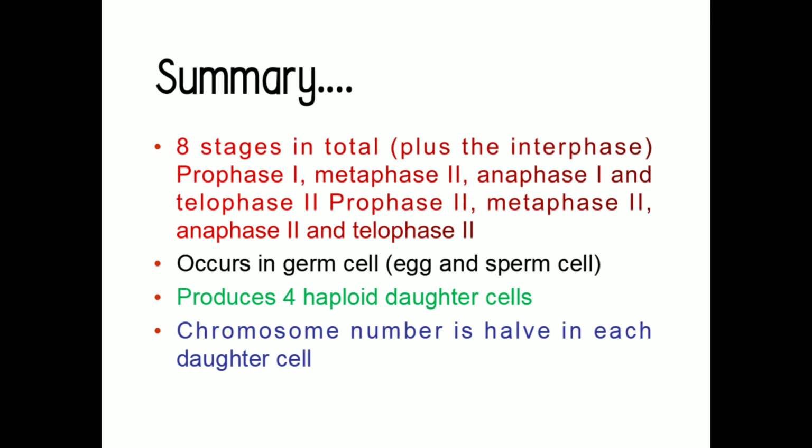We have prophase 1, metaphase 1, anaphase 1, telophase 1. We have prophase 2, metaphase 2, anaphase 2, and lastly, we have telophase 2. Meiosis occurs in germ cells, in egg and sperm cells only. It produces 4 haploid daughter cells, and the chromosome number is halved in each daughter cell.